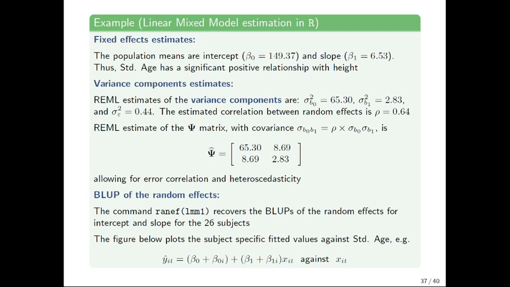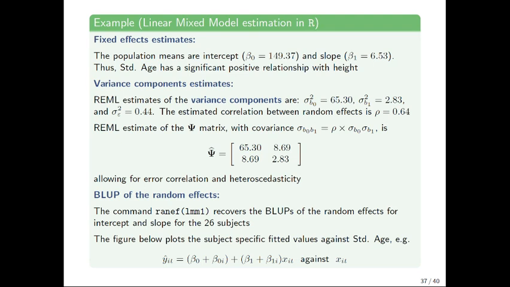So let's interpret these estimates. We'll start with the fixed effects. The fixed effects estimates give the population means, so an intercept of 149 centimetres and a slope of 6.53. So standardized age has a significant positive relationship with height, just as we would expect, and that's what those numbers are telling us. The variance components, the REML estimates, are 65.30 for the intercept random effect variance, 2.83 for the slope random effect variance, and 0.44 for the residual variance. And the estimated correlation between the random effects is 0.64.